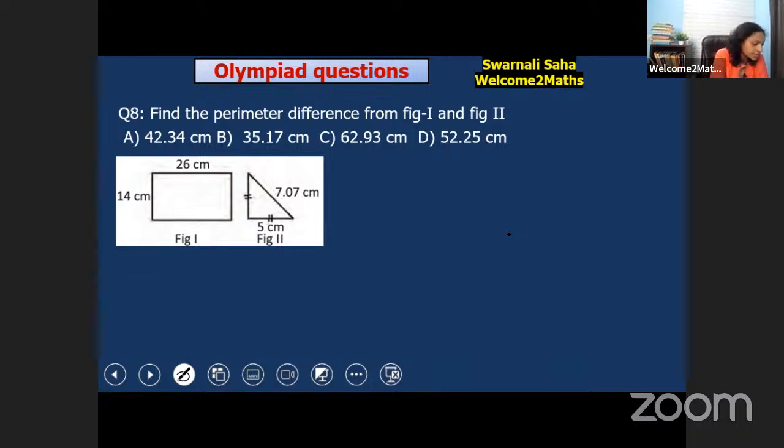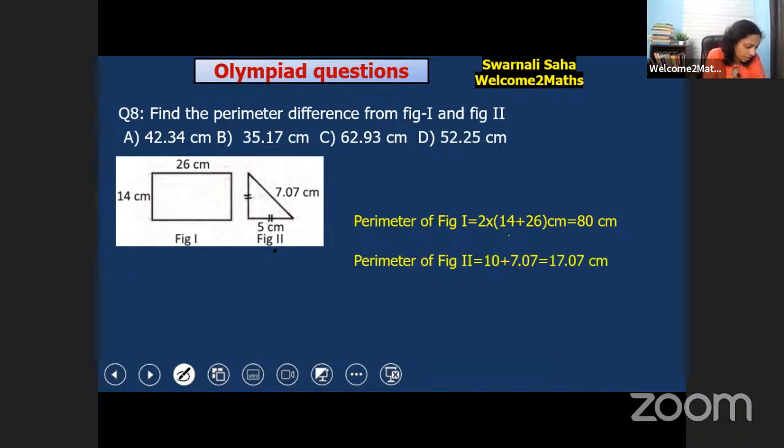Here you can see 16 and 14. So it's so easy to find out. 2 into 14 plus 26, and it is 80 centimeter. And figure 2 is here 7.07 and 5. So it would be 10 plus 7.07, and it is 17.07. Okay, 80, and here is 5. It is 5 and 5. So it's 5 plus 5 plus 7.07. So it's 10 plus 7.07.